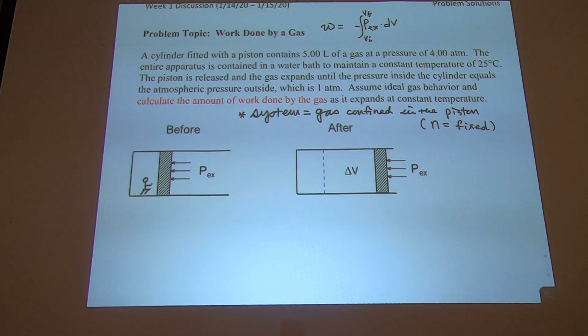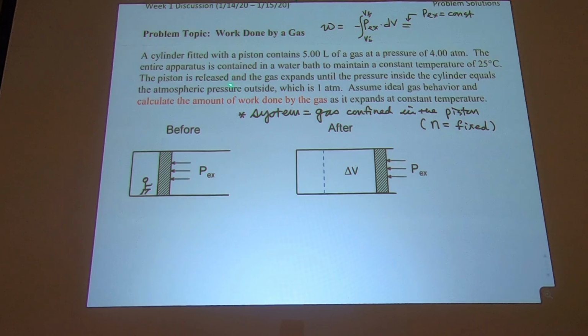That will be explained once again by the lecturers, and you'll get to know it. So this is the definition of the work, but this equation is greatly simplified when P external is constant. And we are dealing with such a case here.